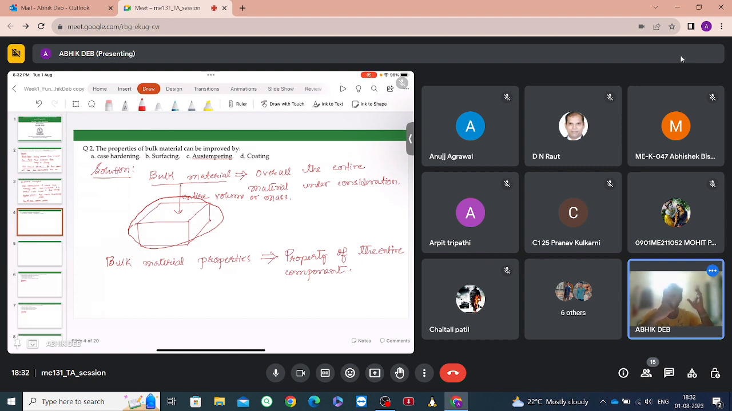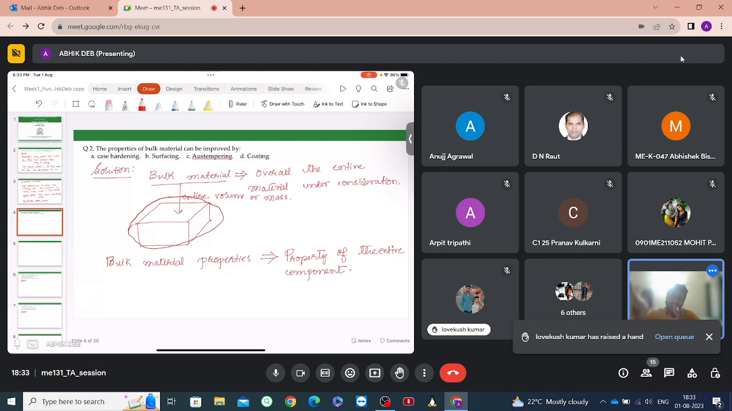But hardness, or surface roughness, you can measure at the top surface or at the bottom surface. So these are the surface properties, and bulk material properties are basically the volumetric properties. For an easy differentiation, whatever properties we specify for a surface are the surface properties, and whatever properties we specify using volume are the bulk material properties.